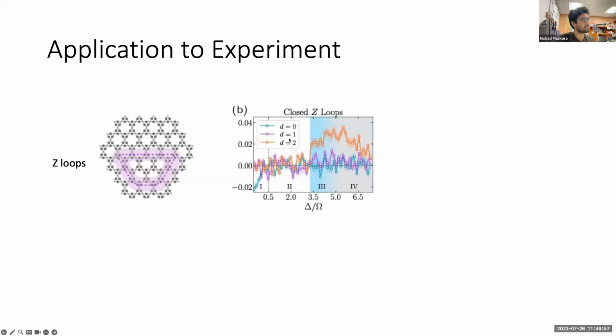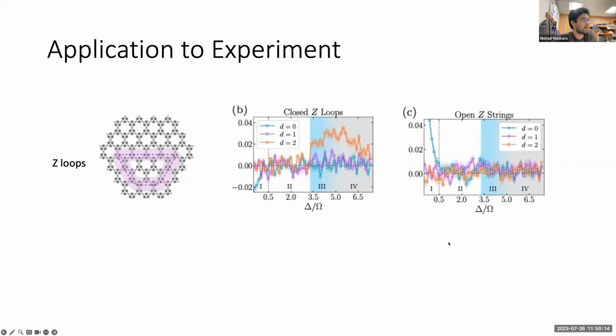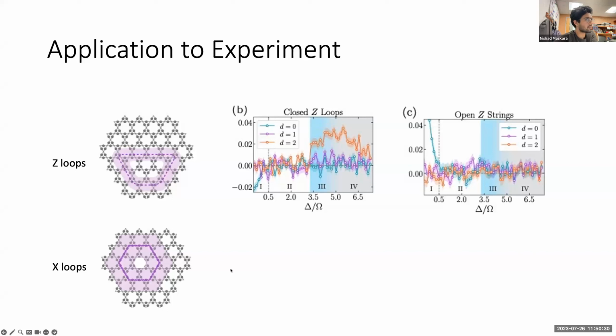However, if we do a few layers of our correction, we see that the signal starts to increase, in particular in region 3 and region 4. And I'll note that region 3 is the region which is theoretically predicted to host this resonating valence bond spin liquid type phase. We can also apply the equivalent procedure to the open loops. And in the open loops, we don't see any increase in the corresponding expectation value, which is also a signature that the system is in a topological phase.